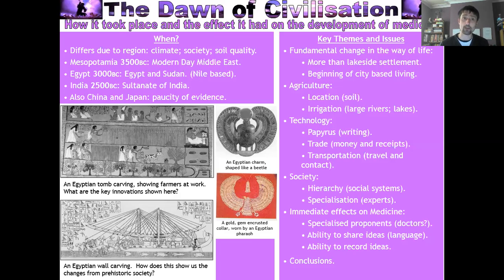The next one we know about is India in 2500 BC, the Sultanate of India. And again, this is the earliest form of record. We've got records that tell tales.